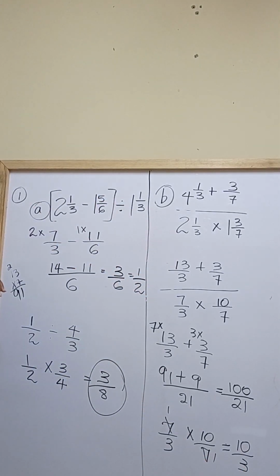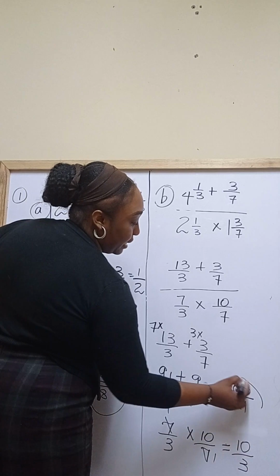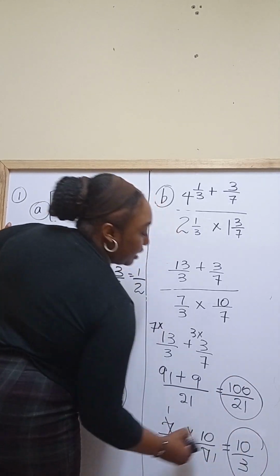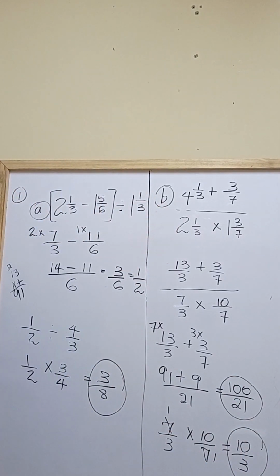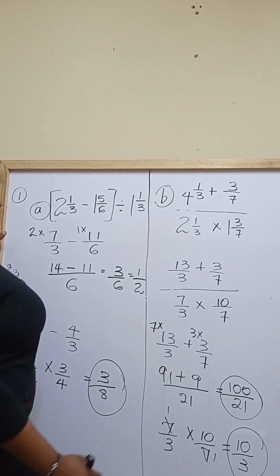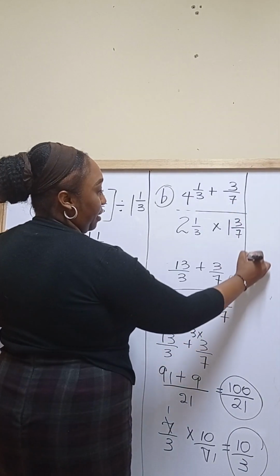Alright, now we need to combine the two. We need to divide this one and that one, right? So we will get 100. Let me just write it here.